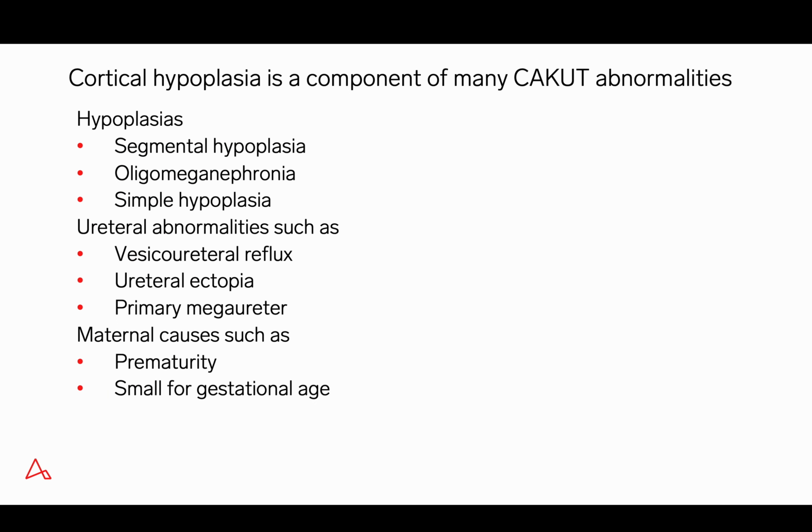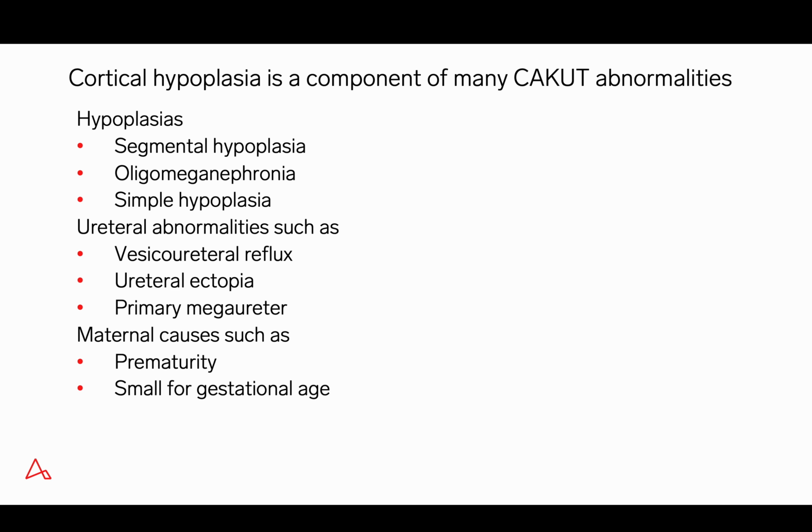Now, there are many causes of reduced radioglomerular count or cortical hypoplasia. This includes the 3 forms of hypoplasia I'm going to discuss next, as well as a number of ureteral abnormalities shown here. This makes intuitive sense, since the ampullary bud, which forms the ureter, induces nephrogenesis. And if the ureter itself cannot develop normally, you might expect that its ability to induce nephrogenesis might be impaired as well.